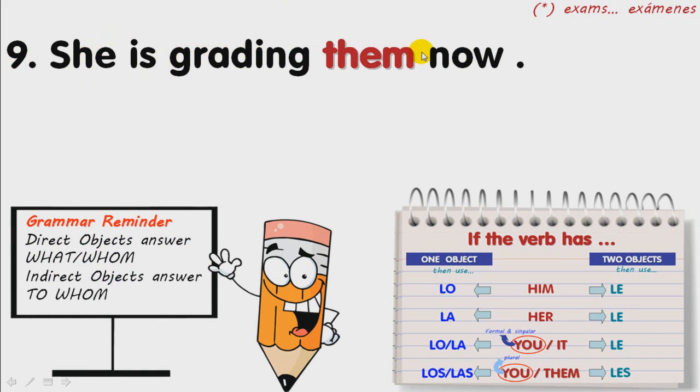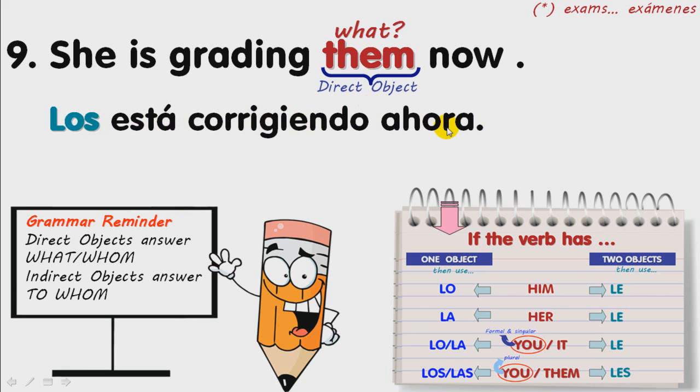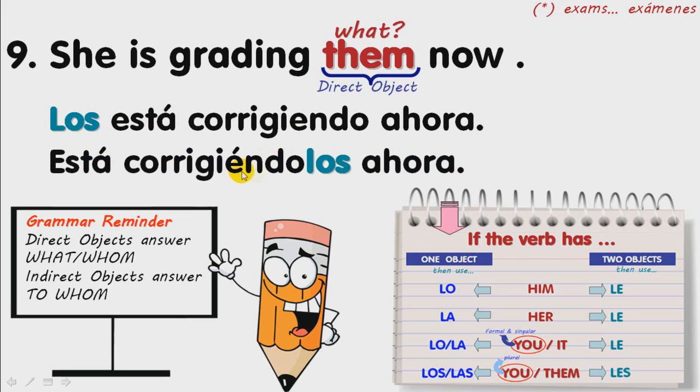She's grading them now. Them is referring to some exams. Exámenes, masculine word. So how many objects do we have? Them answers the question what. Now doesn't answer what, whom, or to whom, so it's not an object. So we need to use one pronoun from this side. Them and exámenes, we said it's a masculine word, so for a masculine word we use los. Los está corrigiendo ahora. And as we have two verbs, we also have two options. Está corrigiéndolos ahora.